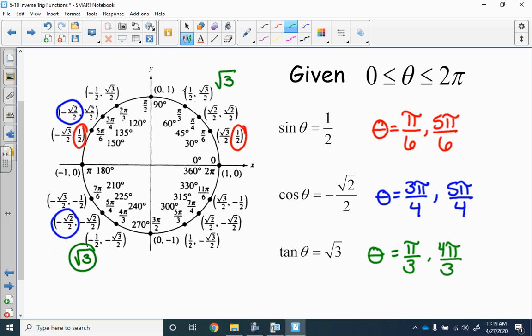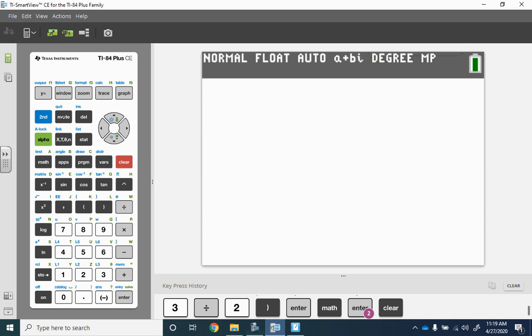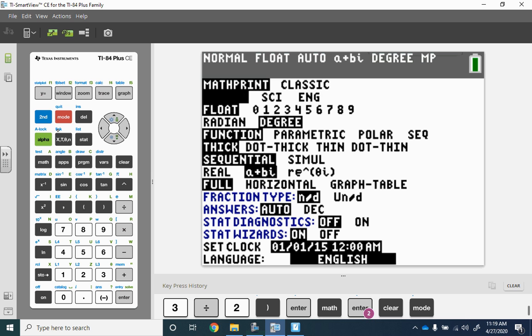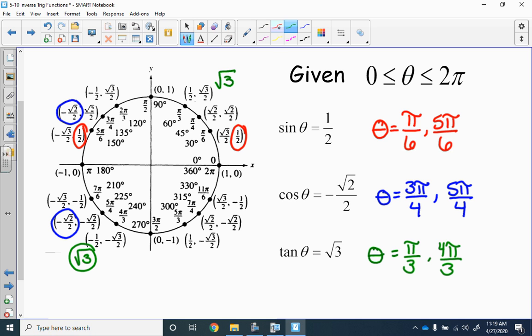Remember, I'm just taking the square root of 3 over 2 divided by 1/2 to find out what that tangent value is. So here's our problem. If I go to my calculator, and I'm going to go into degree mode real quick, because that's going to be a little bit easier for us to see. When theta is pi over 6, that's 30 degrees, and 5 pi over 6 is 150 degrees.